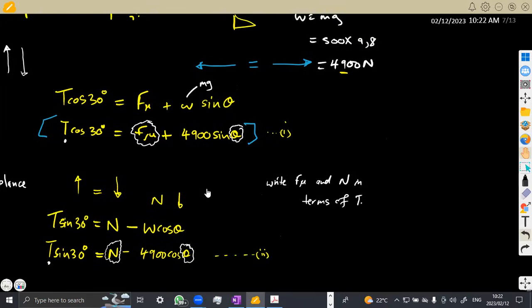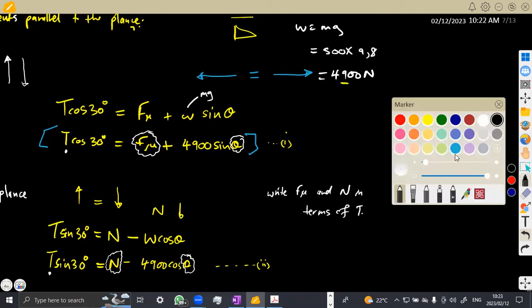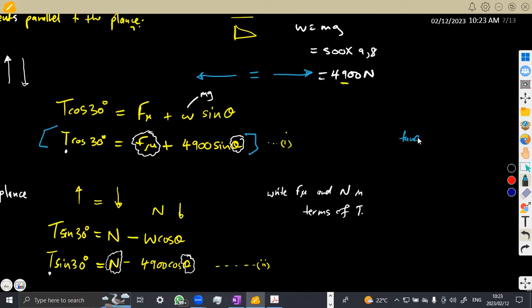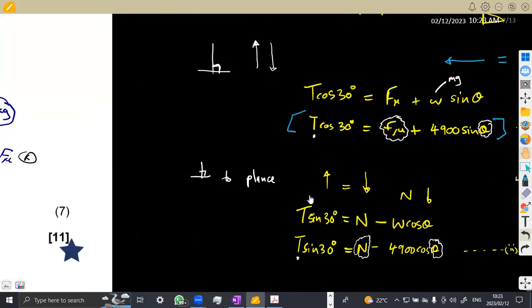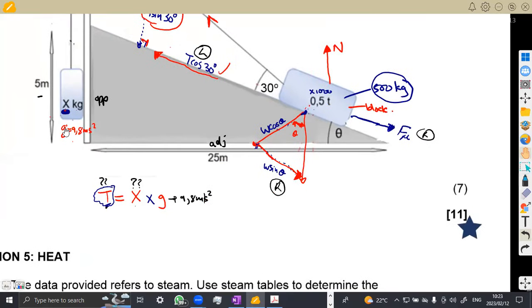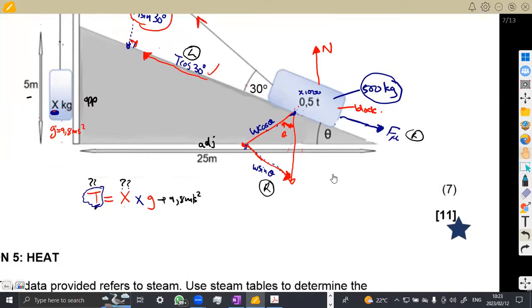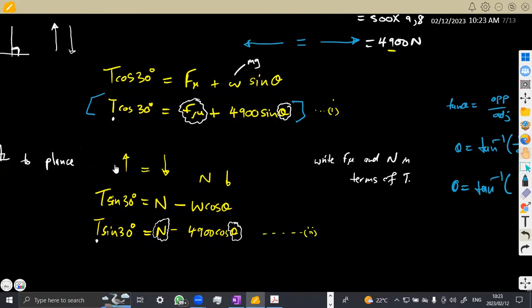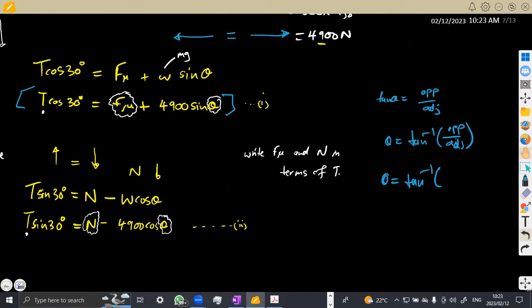So let's just use this space aside here. So let's calculate theta. The tan of theta is equivalent to the opposite over the adjacent. So to find theta, theta is going to be arctan, the opposite over the adjacent. So theta is going to be arctan, the opposite is 5 and the adjacent is 25. So that's 5 over 25.